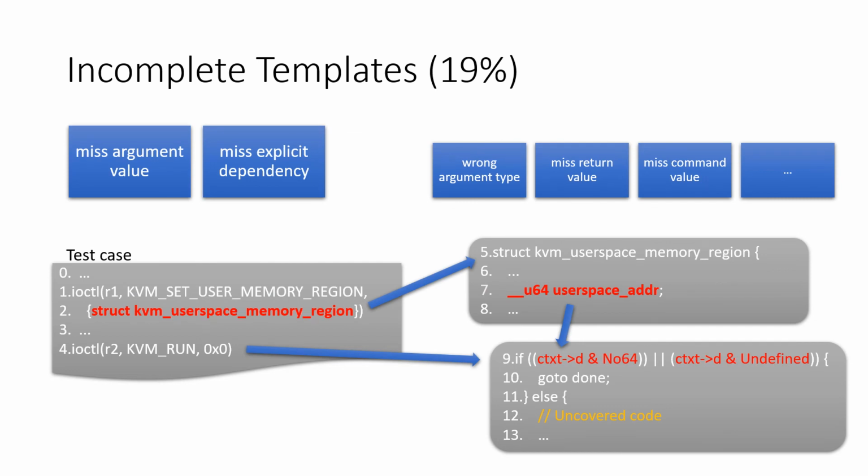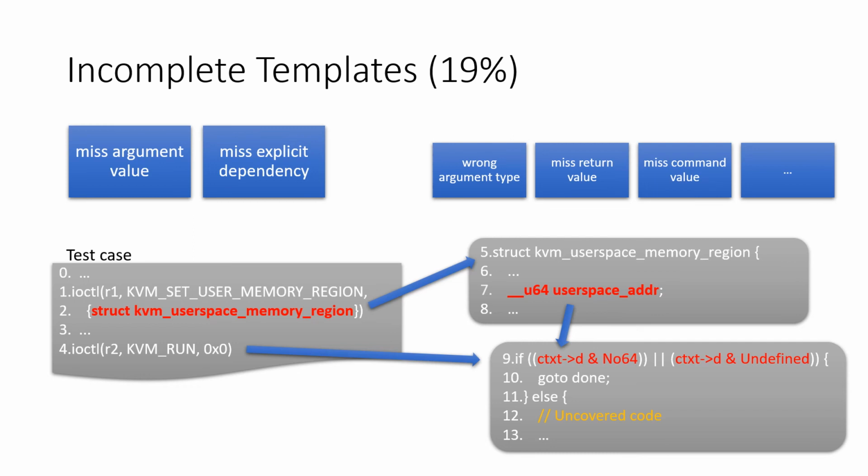The next root cause is incomplete template, which is about 19%. Although we have already picked the kernel module with comprehensive template, we still find that some unresolved dependency are because of incomplete template. For example, miss argument value, miss explicit dependency. And we also find some other issue in other template. For example, wrong argument type, miss return value of system calls, or even miss command value of IO control.